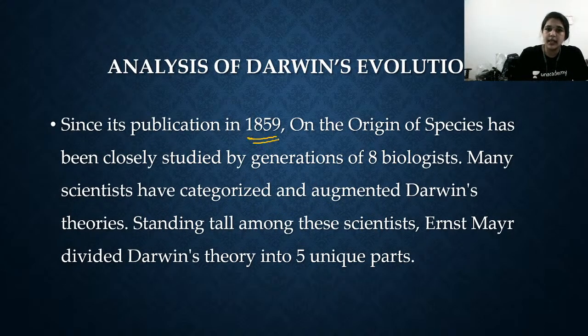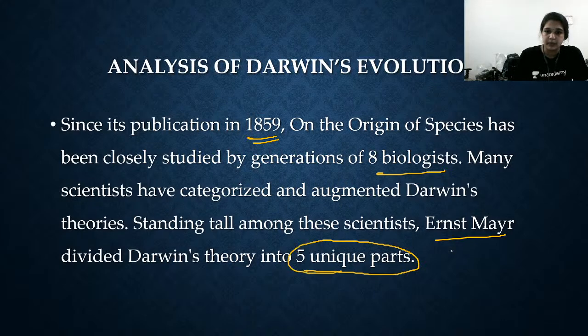Since its publication in 1859, The Origin of Species has been closely studied by generations of biologists. Many scientists have categorized and augmented Darwin's theories. Standing tall among them is Ernst Mayr. He divides Darwin's theory into 5 unique parts. Very important: Ernst Mayr's classification, or division, of Darwin's theory.